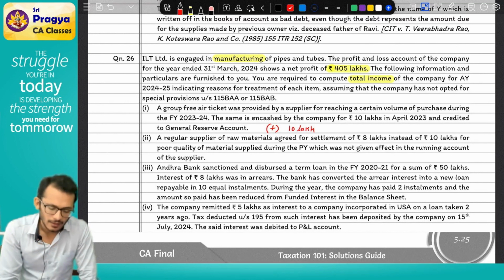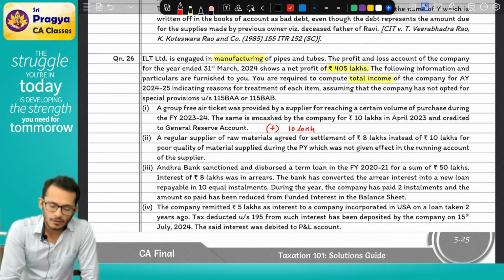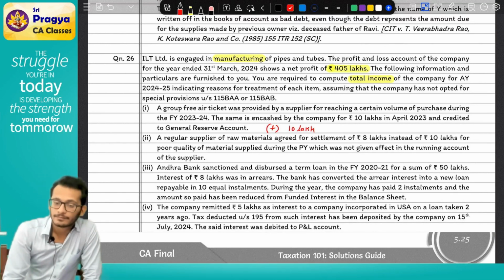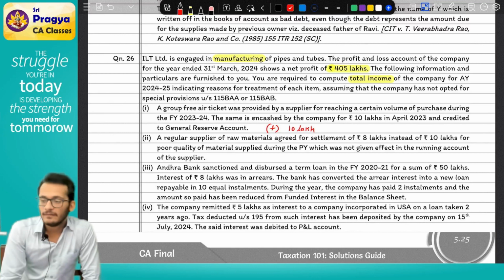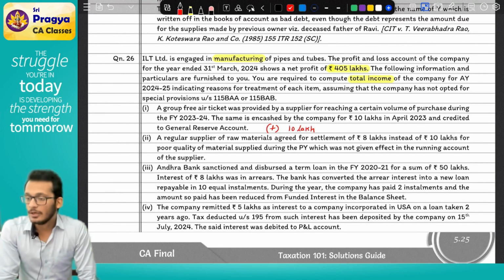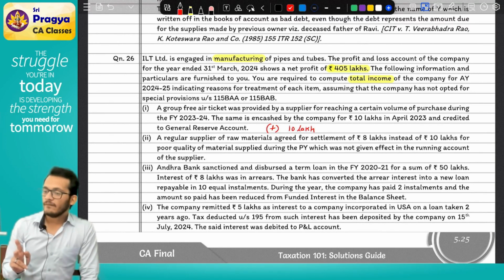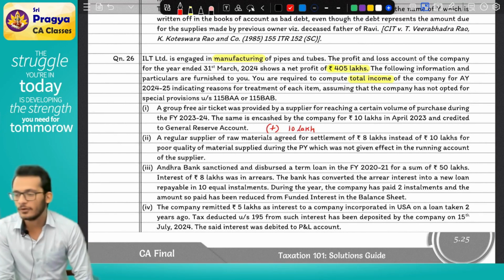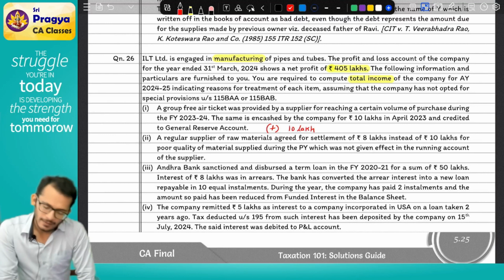Look at it carefully. Next, a regular supplier of raw materials has agreed for a settlement of 8 lakhs instead of 10 lakhs. Who is he? Supplier, which means you were supposed to pay 10 lakhs. Now he is ready to take only 8 lakhs, which means he is going to waive off 2 lakhs. If he waives off 2 lakhs, this will be a profit for you.